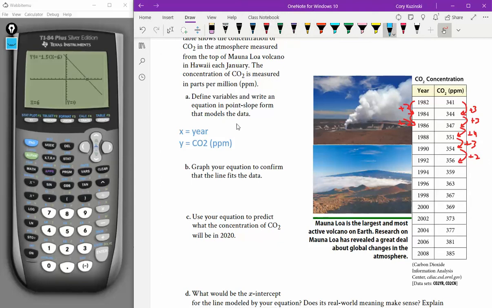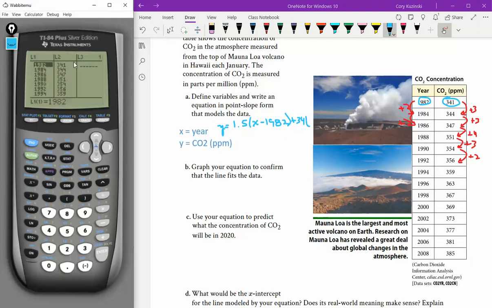So let's write our equation: y equals 1.5 times x minus 1982 plus 341. And I'm just using the 1982 and the 341 right there. All right, so first of all, I've created a scatter plot. I entered all my data into L1 and L2. So let's show you what that scatter plot looks like. Zoom 9, there it is for all this data.